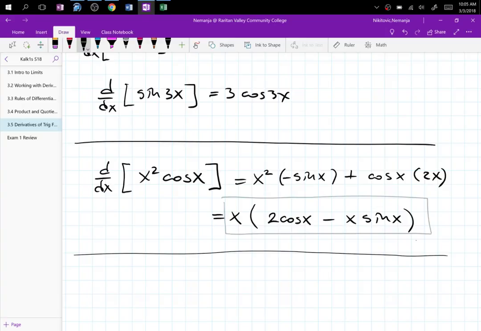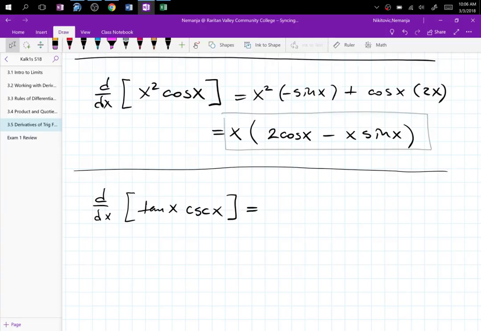So the rule goes the same. All right. Next question. What is the derivative of tangent x times cosecant x? Tangent times cosecant x.